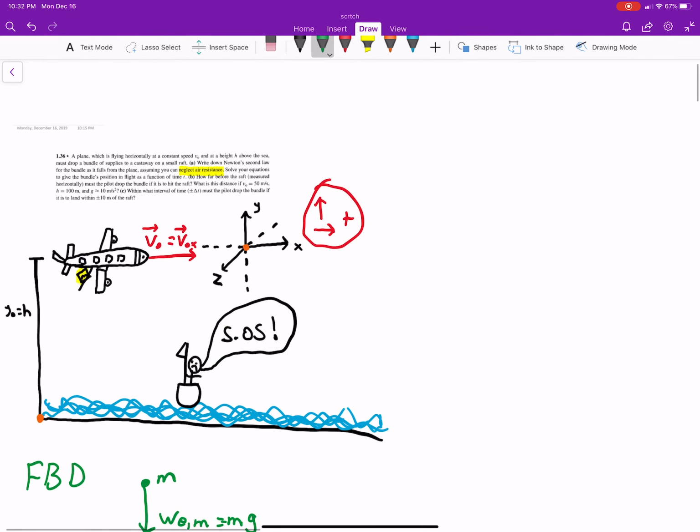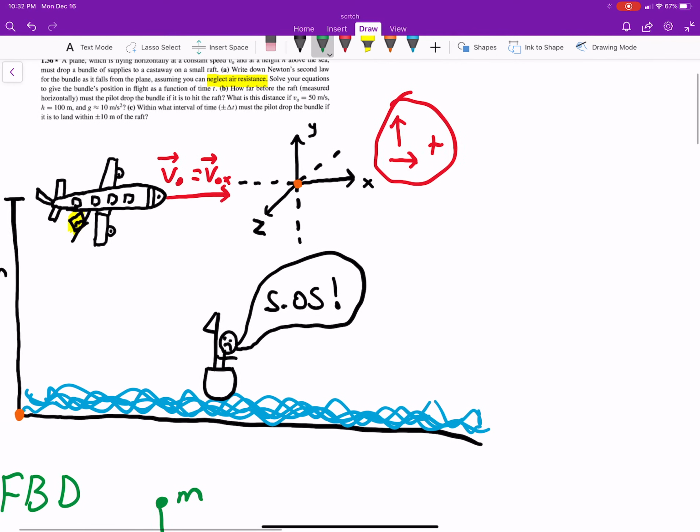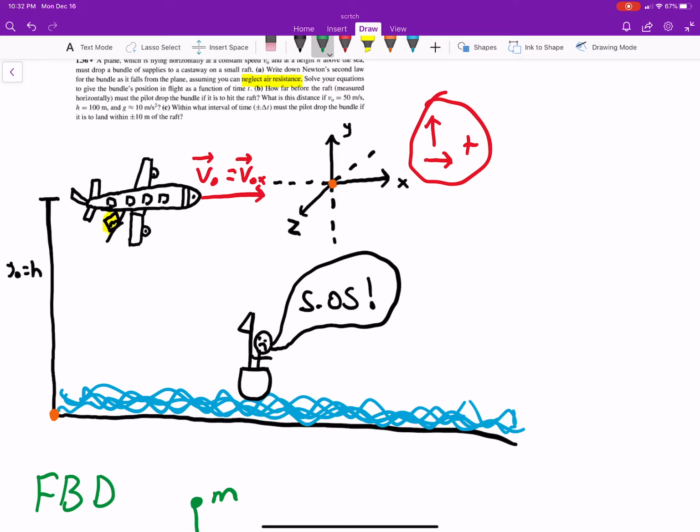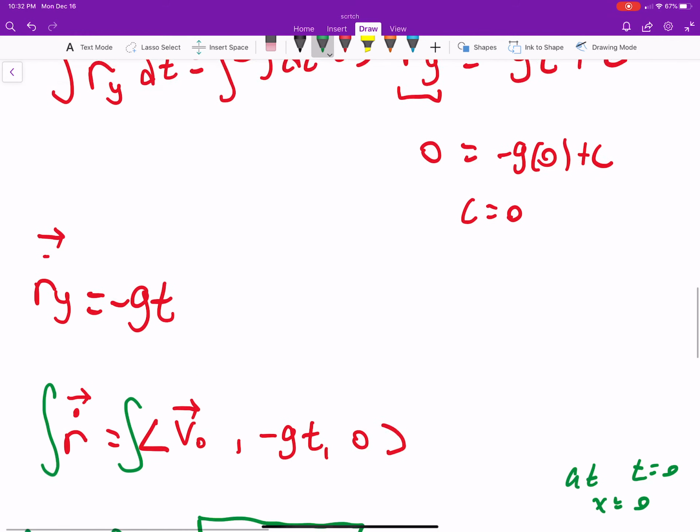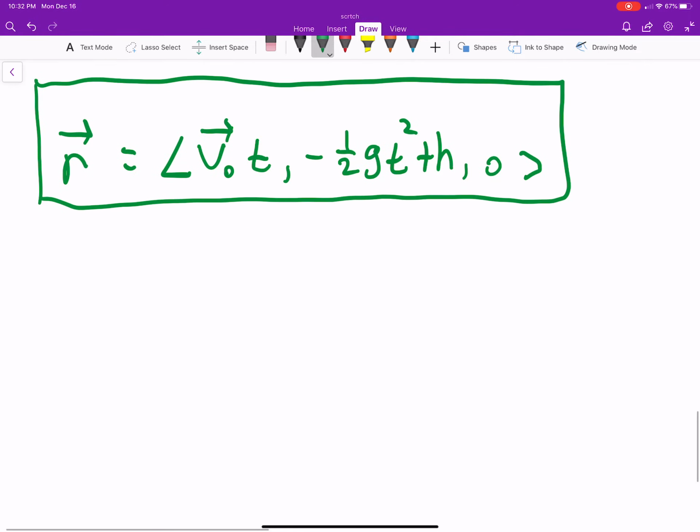That's part A. So part A wanted us to write down Newton's second law and then solve the equation to find the position as a function of time. This is r as a function of time. The only variable here is time. So good, we did that.